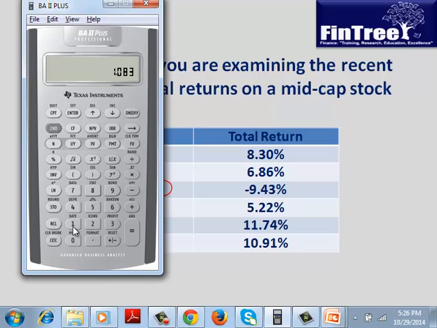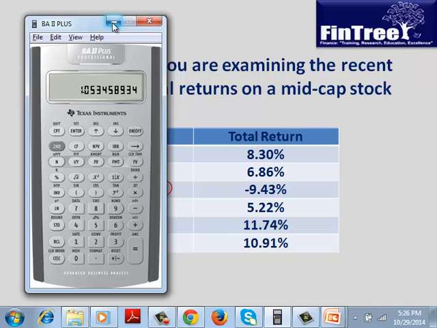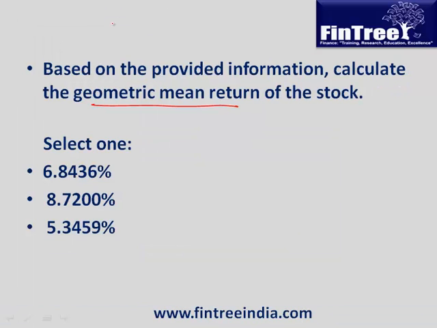1.0830 into 1.0686 into 0.9057 into 1.0522 into 1.1174 into 1.1091. Now we have to take the sixth root of this number. So y raised to x, bracket open, 1 divided by 6, bracket close, equal to 1.053, that means 5.34. So the correct answer would be 5.3459.